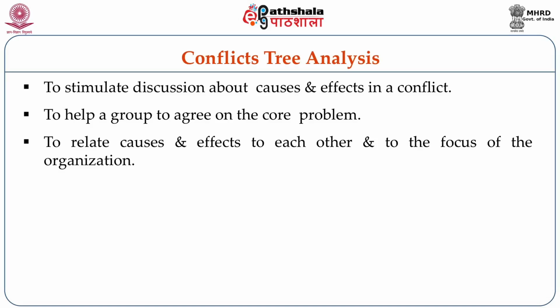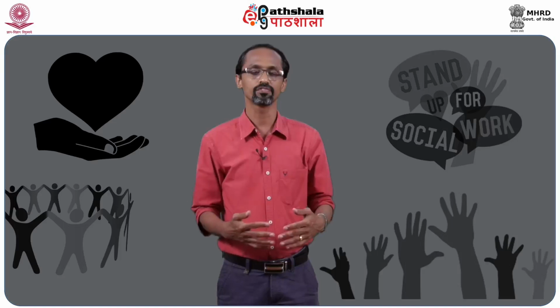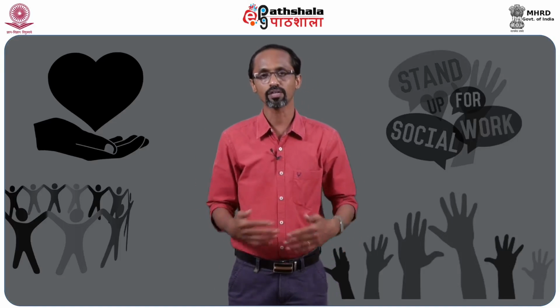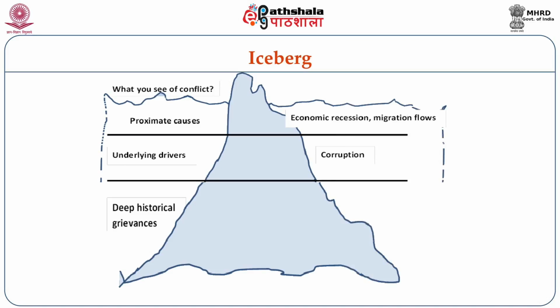So how does this help in intervention? It will assist the group or a team to make decisions about priorities. You look at, okay, these are root causes or these are non-negotiable issues, one can address that. So this will help us to decide what kind of issues need immediate attention, what kind of issues need long-term interventions, what kind of engagements need to be there with different actors. From the positions, needs and interest analysis, let us look at this Iceberg framework to understand conflicts.